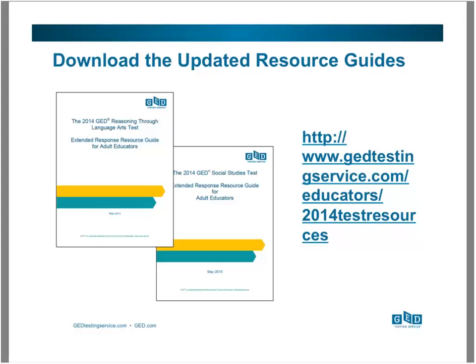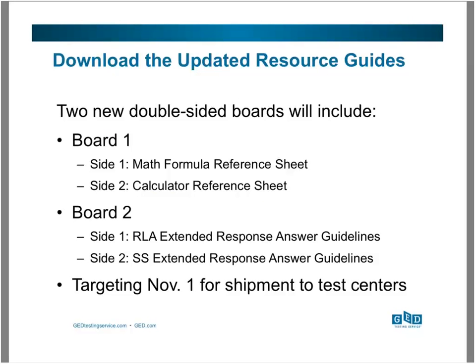But they have done some updates with the Extended Response Resource Guide, so now you can see the annotations not just for one trait on a writing sample, but across the board. So download those if you haven't been out there in a while to take a look at some material.